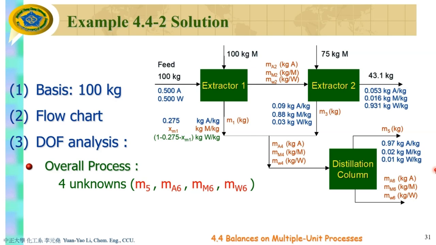We have 4 directions to think about to find equations. The first direction is how many species are in this process? 3, right? Water, acetone, MIBK. So you can have acetone input equal to acetone output, water input equal to water output, and MIBK input equal to MIBK output. So you can create 3 equations.